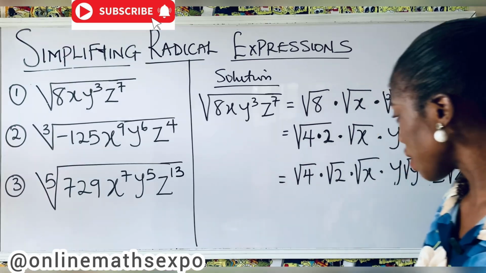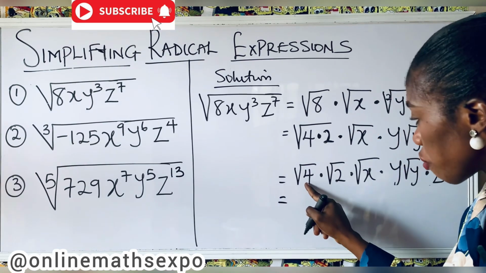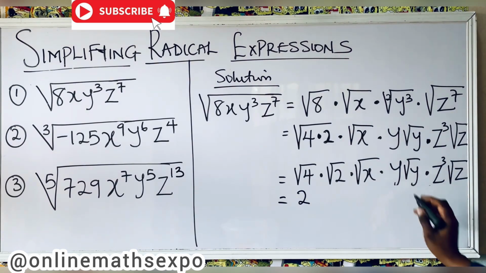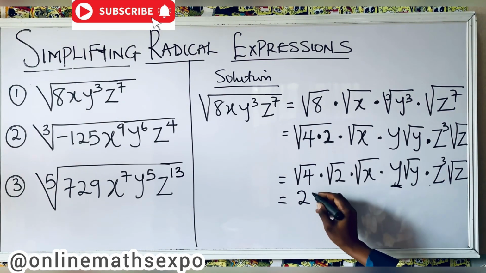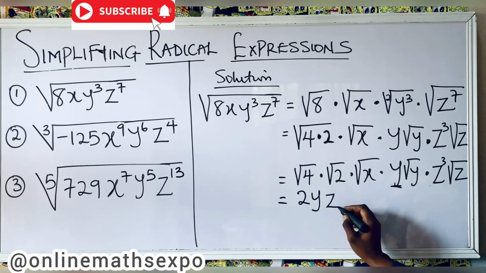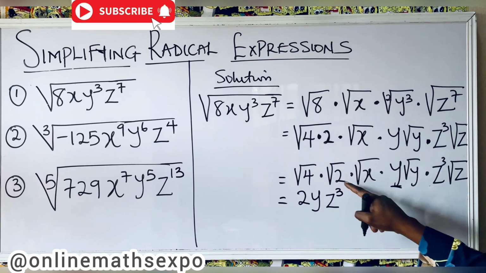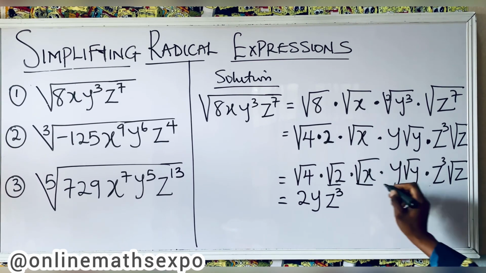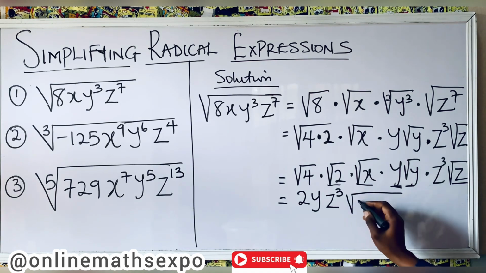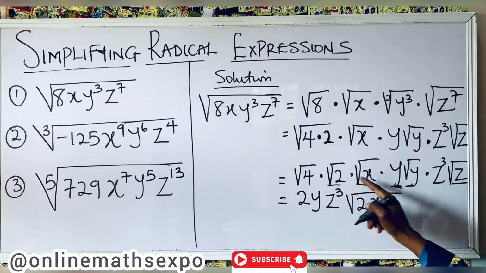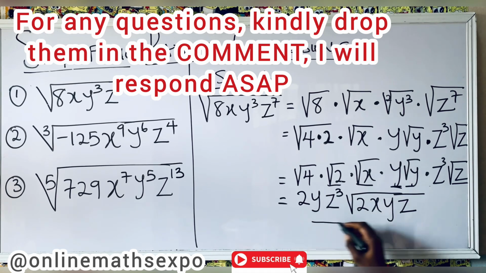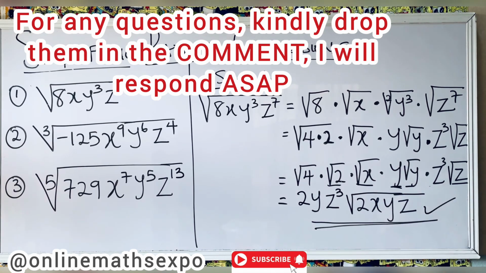If you simplify, finally you have 4 is a perfect square, and its square root will give us 2. So let's gather. We are going to pick this y and these ones that are outside, let's pick them again. Then these ones that are inside the root, we are going to pick them together. Okay? And that will give us root 2xyz, and this gives us the answer.